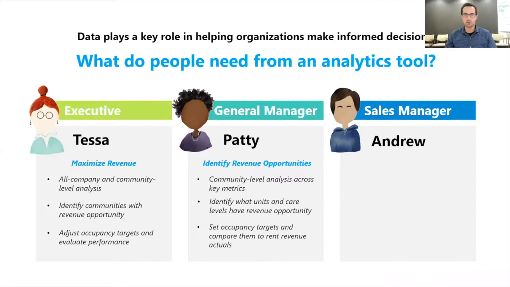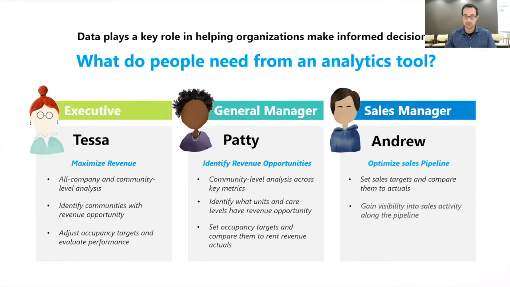And as we start thinking about Andrew and his role to the organization as a sales manager, things begin to look a little bit different because Andrew is looking to really optimize their sales pipeline. And what that means is that he's looking at sales targets and how they compare to actuals as performed by a sales team. He's looking to gain visibility into how sales activity is moving along a pipeline, where are prospects getting stuck. And finally, he's looking to identify specific prospects that need further sales engagement.